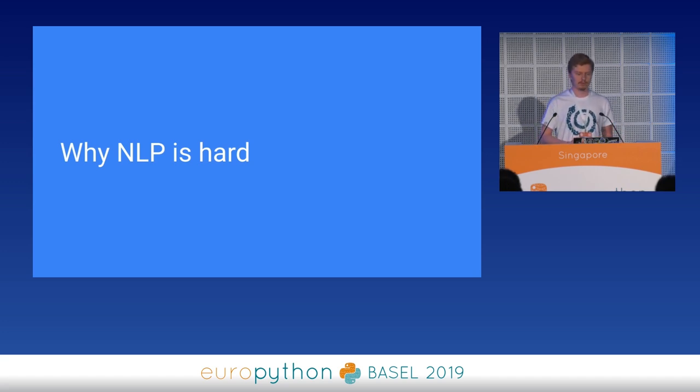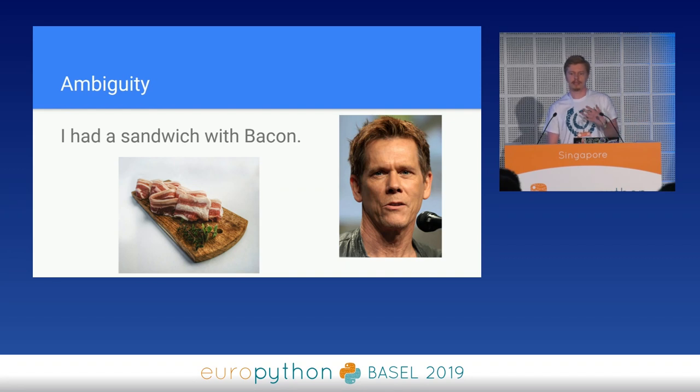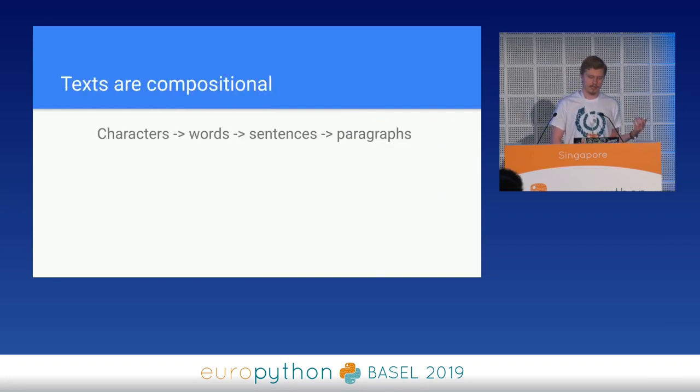And why is natural language processing hard? First, language is ambiguous. If we say, hey, I had a sandwich with bacon, it's hard to say whether we met Kevin Bacon for lunch or we had a sandwich of pork meat. Second, texts are compositional. Characters compose words, then words compose sentences, and finally paragraphs and whole books. And here the problem is that even if we had the same letters composing two words, let's say burger and pizza, they share none of the characters, but they still carry the meaning of junk food. But we cannot conclude that based only on the characters. So those are a few reasons why this is hard.